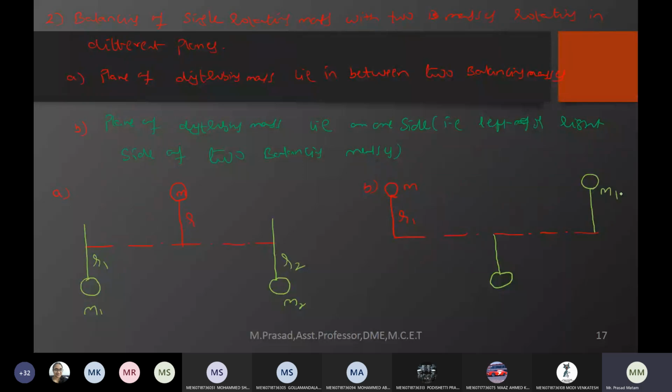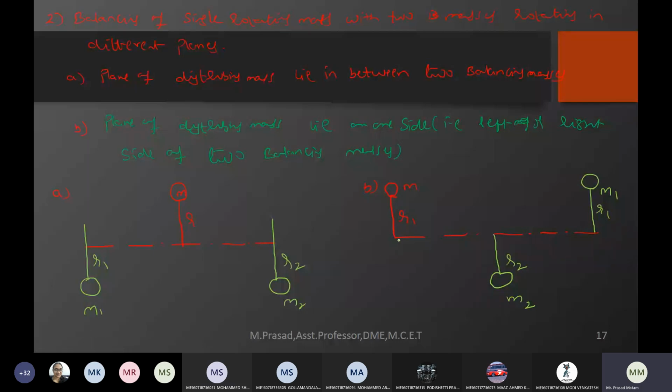So let me keep this as the first balancing mass M1 on the right side. This is the second balancing mass at the midpoint, M2. This is located at radius R2 with respect to the axis of the shaft. All these radii are measured with respect to the axis of the shaft. The masses of all these will not be the same. M1 and M2 are different. All the balancing masses and the disturbing mass are not equal. It may be different. This is located at radius R1.